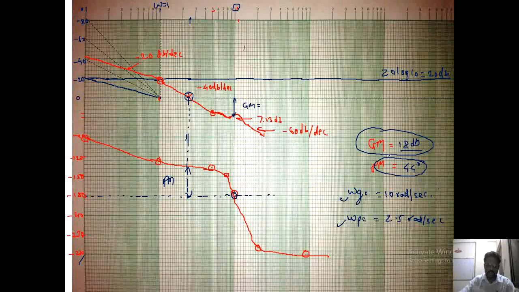And what about the stability? If you get the gain margin below the 0 line and the phase margin above the reference line, that is the 180 line, your construction is stable. So the system is stable.